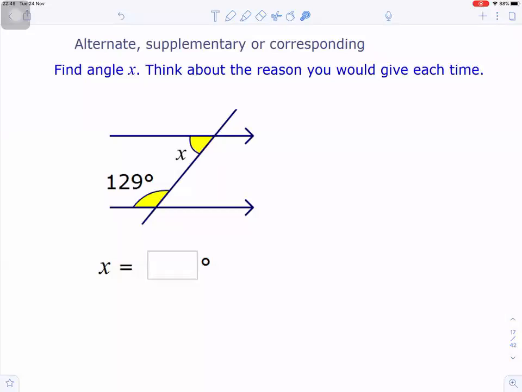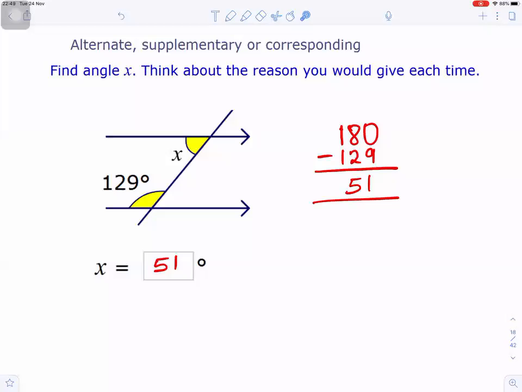Find angle X. Think about the reason you would give each time. For this one, angle X is 51 degrees because the two angles are inside these two parallel lines. That's the first parallel line and that's the second parallel line. Because they have that arrow there, it means those two lines are parallel. And this is a transversal.